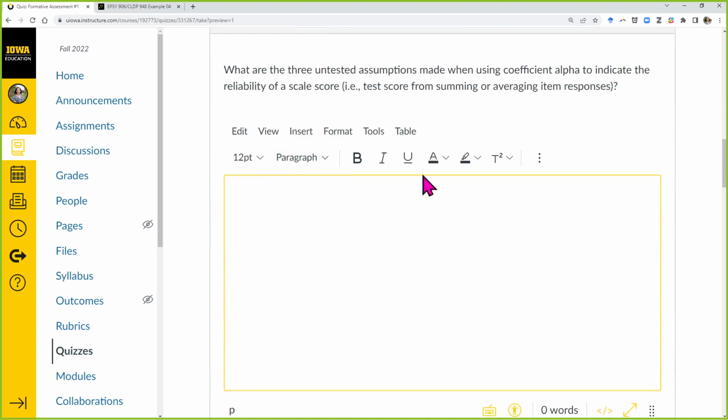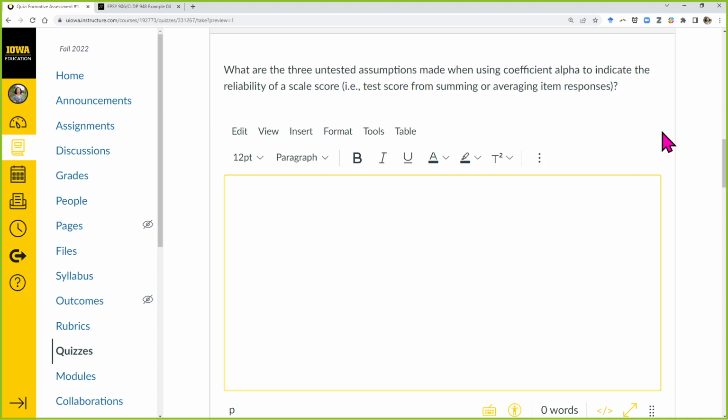Number 2. What are the 3 untested assumptions we make when using coefficient alpha to indicate reliability? So when we are adding items together to form a sum, called a test score or a sum score, or when we average those items, same difference, what are we assuming if we compute an alpha? What's the big one? Unidimensionality. If you don't have that, nothing else makes sense. It does not make sense to talk about reliability for not one thing.